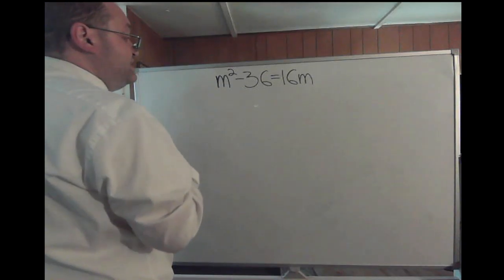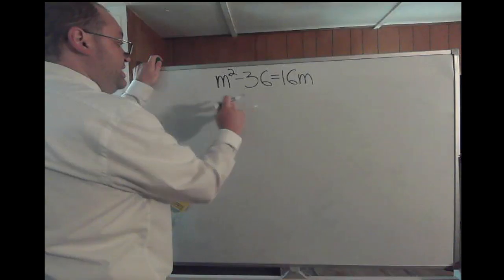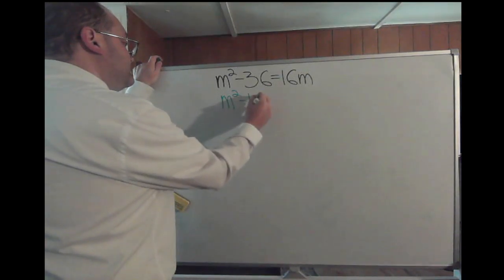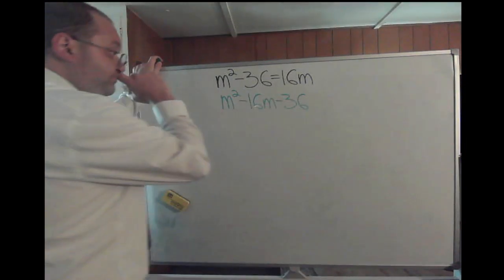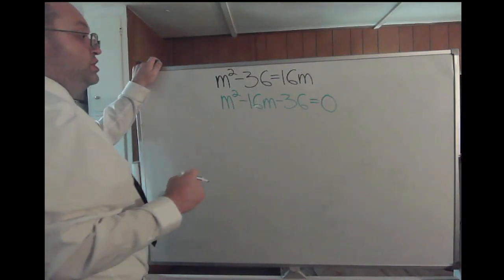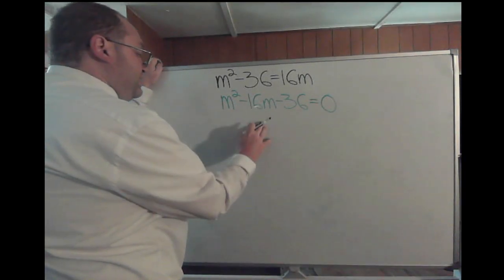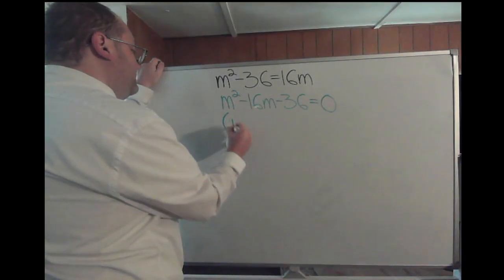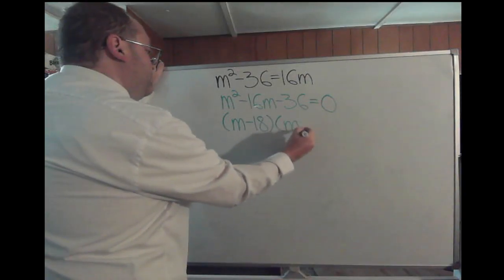So we got to move that 16m out of the right-hand side, which means we got to subtract 16m from both sides. So if you do that, you would get m squared minus 16m minus 36, and then that would be equal to 0. Now, we can go ahead and factor this and set the factors equal to 0. You would get the quantity of m minus 18 times the quantity of m plus 2.